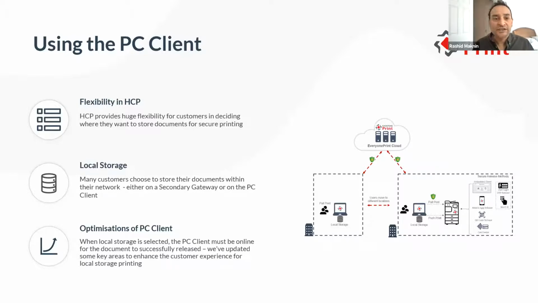That gives a slight challenge in terms of what if the PC client is no longer online, and the storage is no longer available on the network. So we've done some updates around this to give better feedback about the status of the job storage if it's stored on PC client, and also enhance the way that connections and communications go from the PC client to the cloud to the printer, to give the status on whether that storage is available or not.